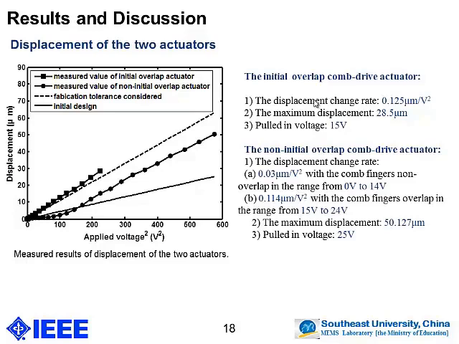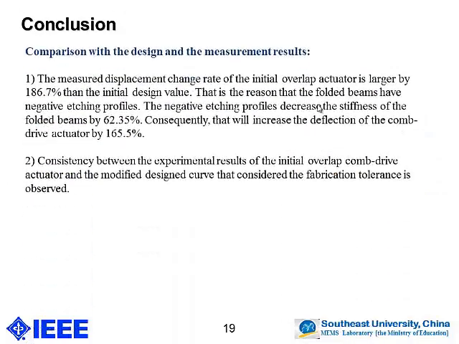The displacement rate is 0.11 micrometer per volt, and the maximum displacement is 50.127 micrometers. The pull-in voltage is about 25 volts. The major displacement change rate of the initial overlap actuator is larger by 186.7% than the initial design.